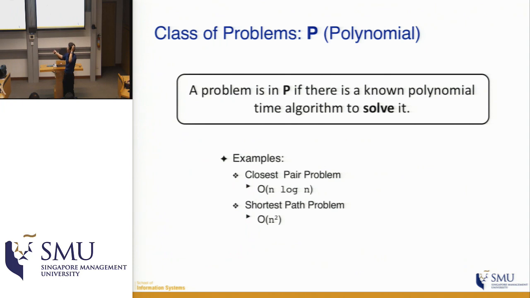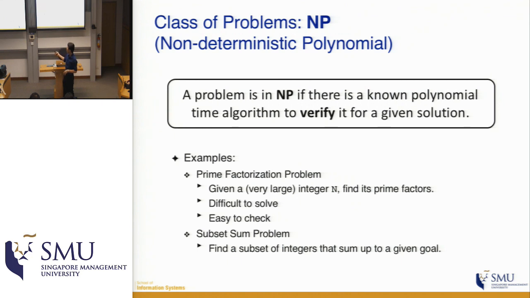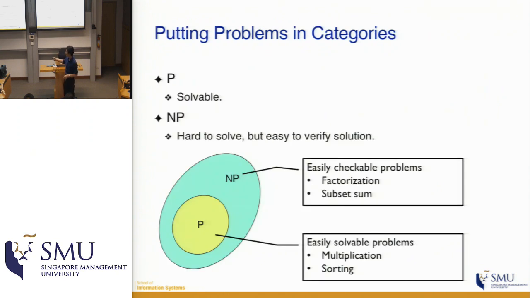Remember that P, the polynomial class, means there is a known polynomial time algorithm to solve it. NP, non-deterministic polynomial, means that there is a known algorithm to verify it. Not necessarily to solve, but it can be verified. So now we have P and NP. When you read textbooks and they say this problem is in P, it means that it's solvable. If they say this is in NP, that means that it's verifiable. And you realize that everything that is solvable is verifiable, because one way to verify is to solve it first.